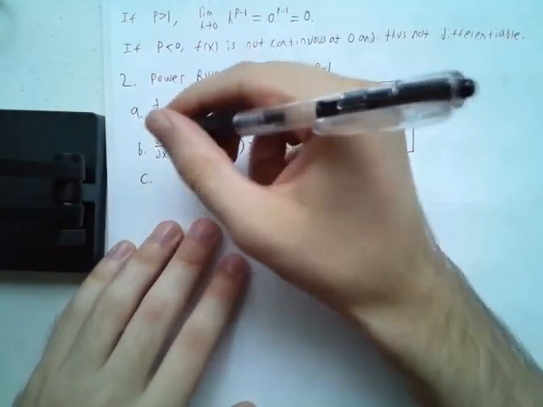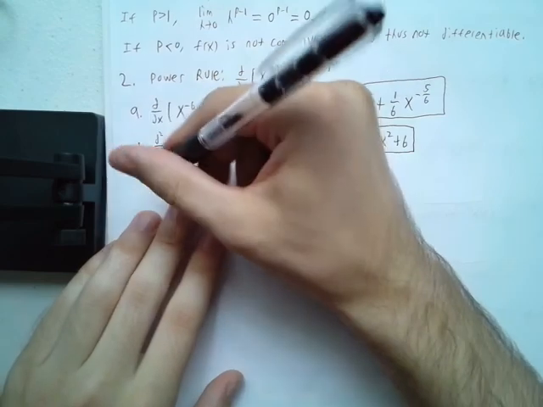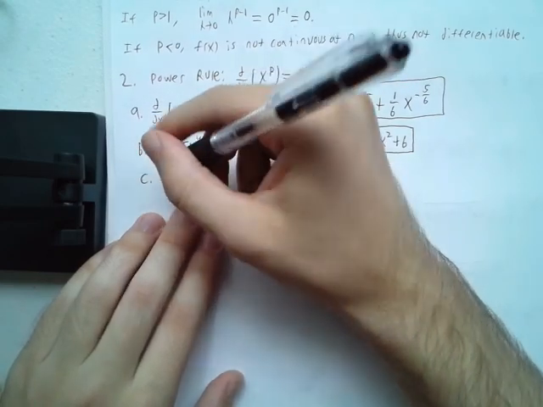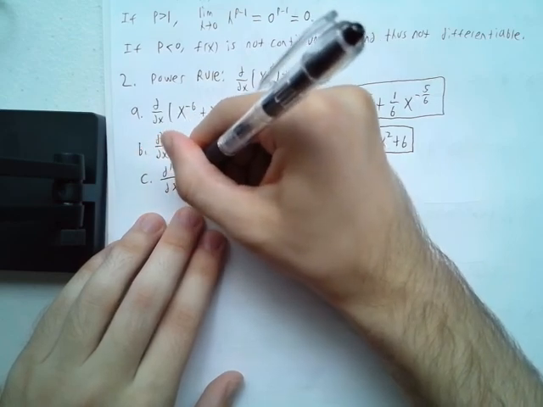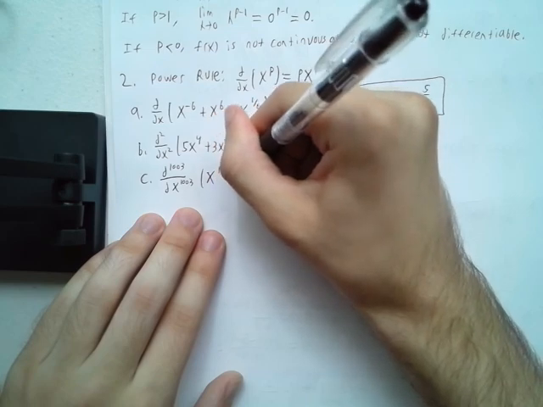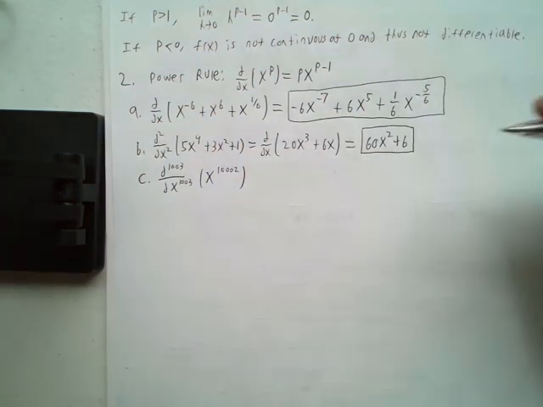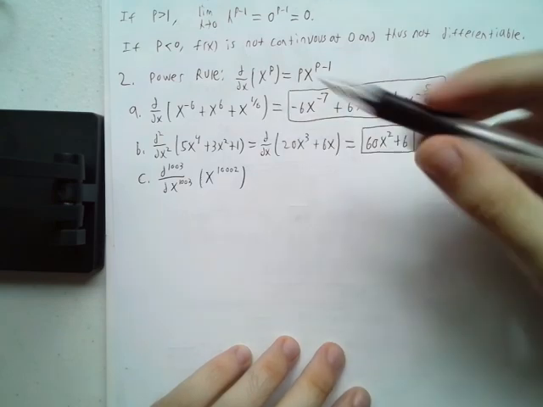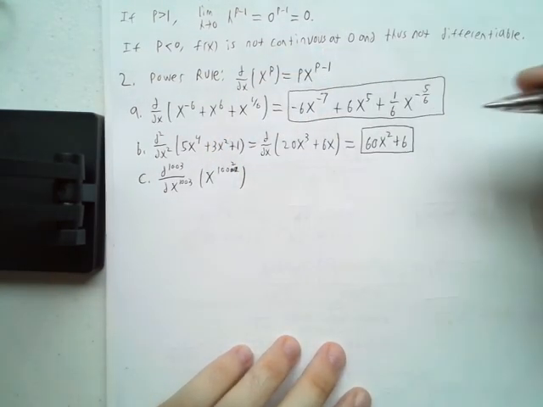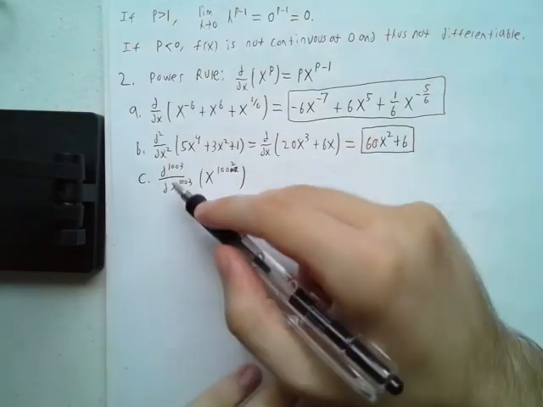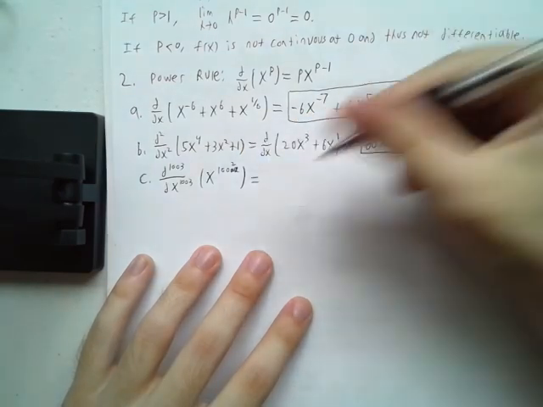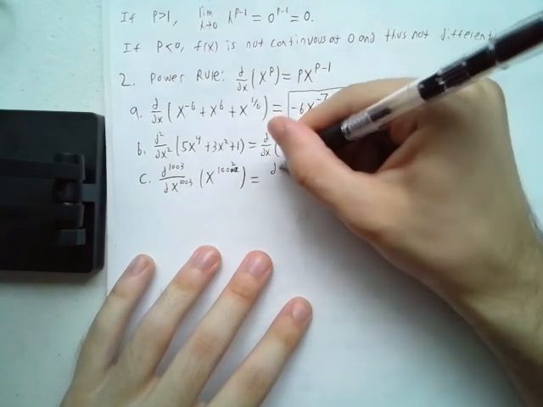Then lastly, for part C, we're asked to find the 1003rd derivative of x to the power 1002. Not 10,002, 1002. This one might seem a bit tricky because, of course, we don't actually want to take 1003 derivatives. Let's see what happens if we just start taking some derivatives using the power rule.